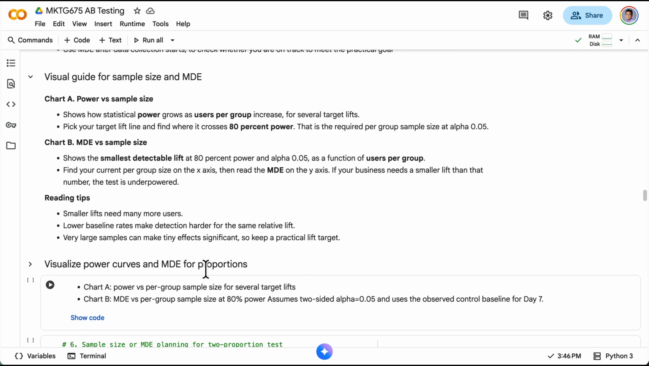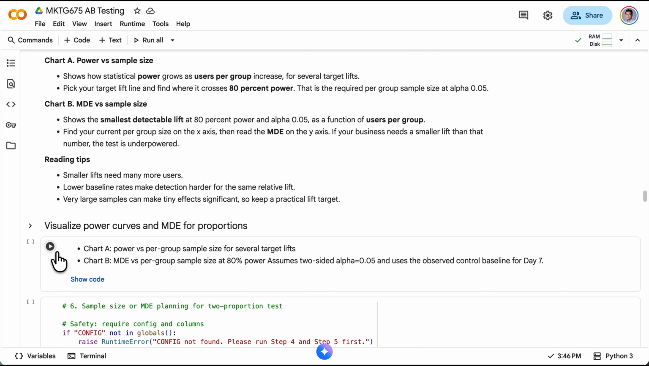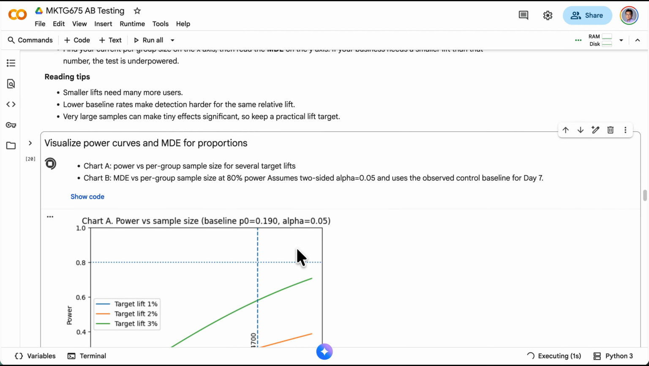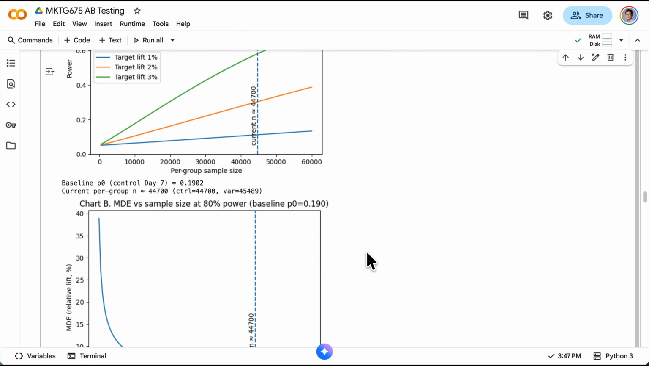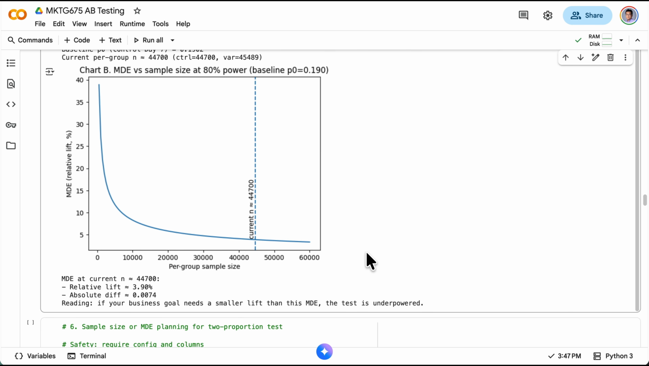On the power curve, pick a target lift line and read where it crosses 80% power. That point is the required per group sample size. On the MDE curve, find your current per group size and read the smallest detectable lift at 80% power.